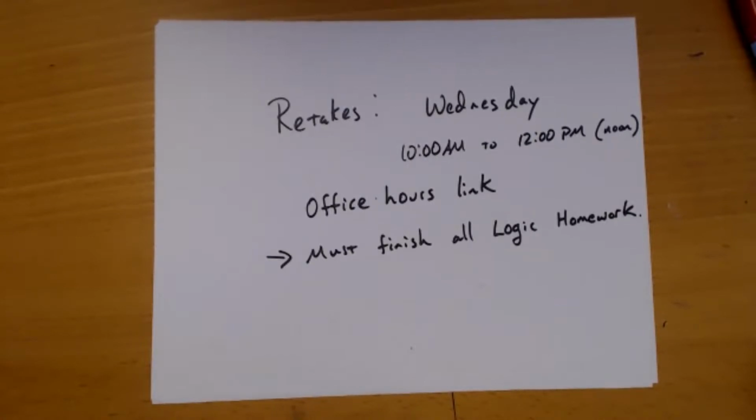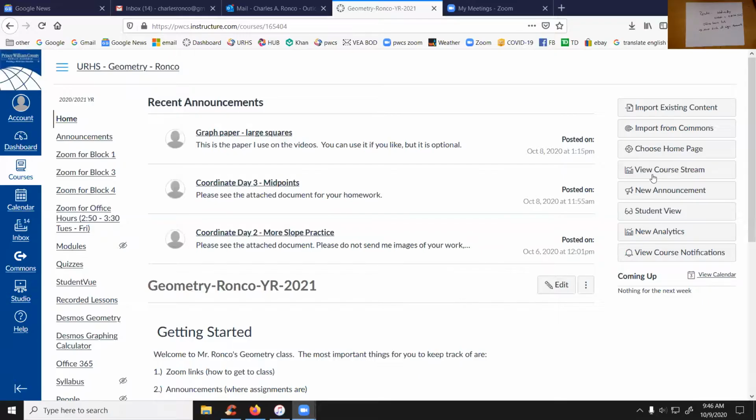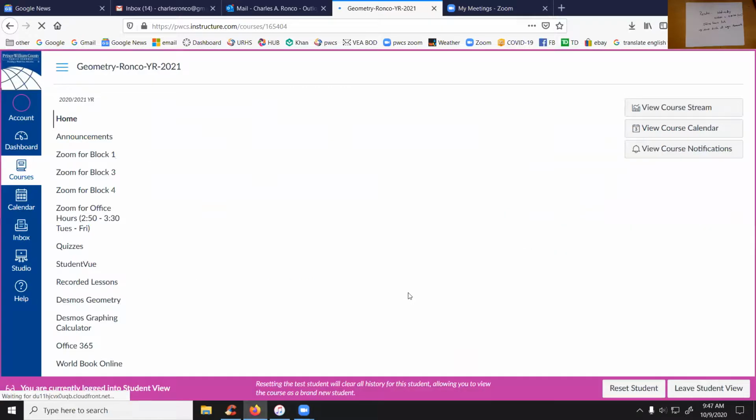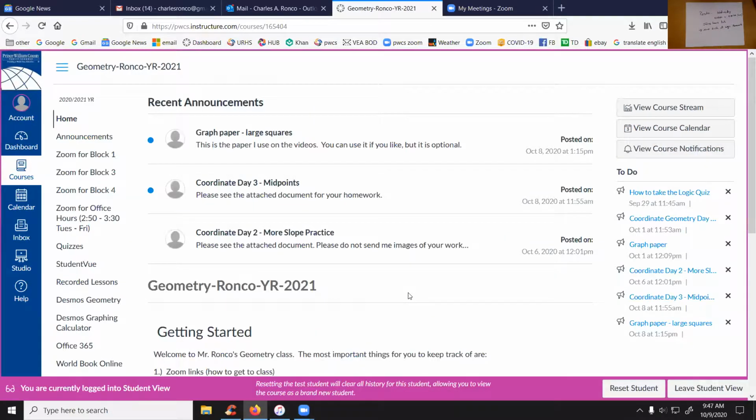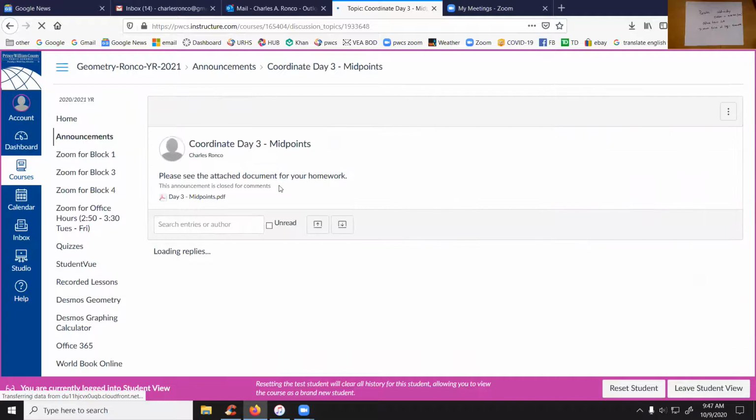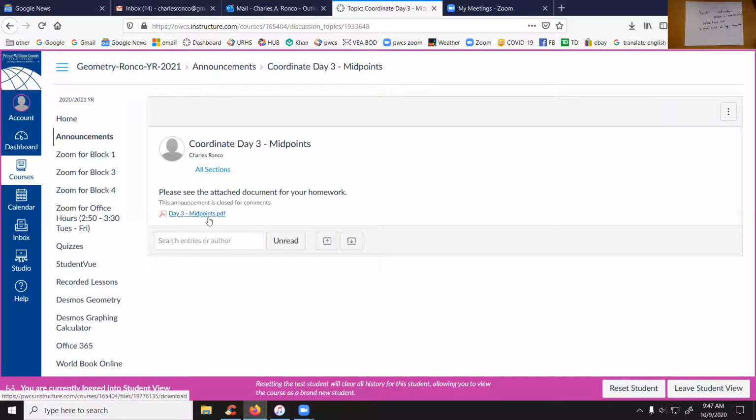Okay, so go to my Canvas page. I'll go ahead and share so that we can see what we're looking at. So there are 2 announcements in there. We have the one on midpoints where your homework is, and this is the graph paper. I just gave it to you in case you wanted it. Somebody in the other class asked me for that graph paper, so I wanted to give it to everybody in case you wanted it. But you're going to find your homework on this page, coordinate day 3, and you're going to go ahead and download it.